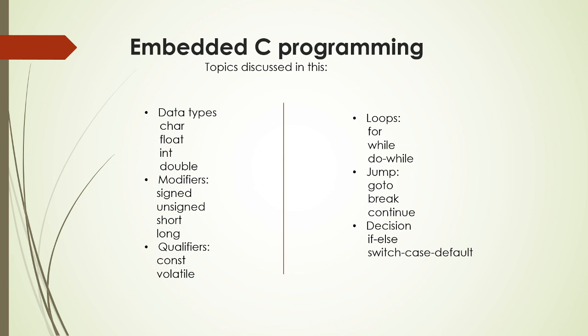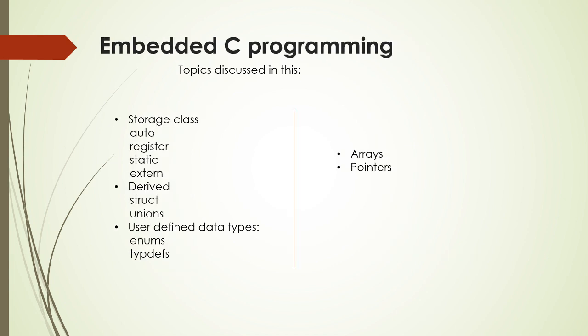The topics we have discussed in this internship are, first, data types. In data types we have character, float, integer, and double. The next one is modifiers. In modifiers we have signed, unsigned, short, and long. Then qualifiers, and in qualifiers we have constant and volatile. Then loops. In loops we have for loop, while loop, and do while loop, and then jump. In jump we have goto statement, break statement, and continue statement. And then decision, where we have if else and switch case default.